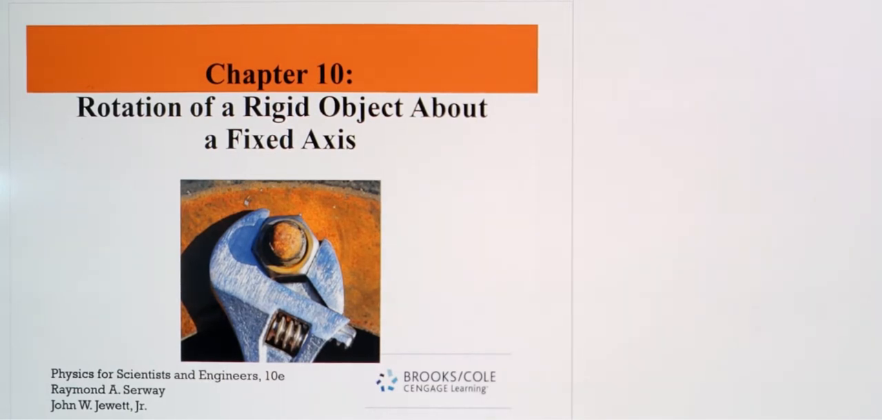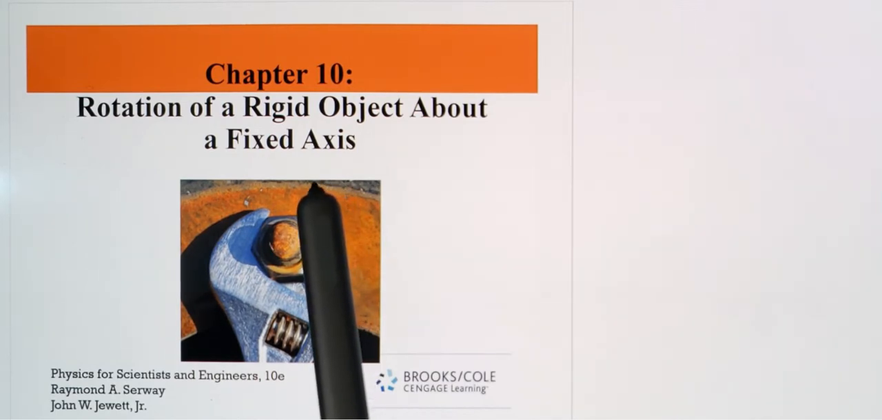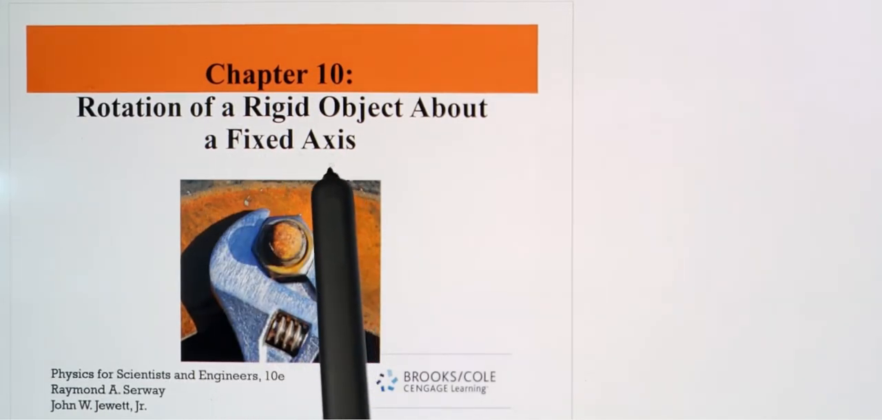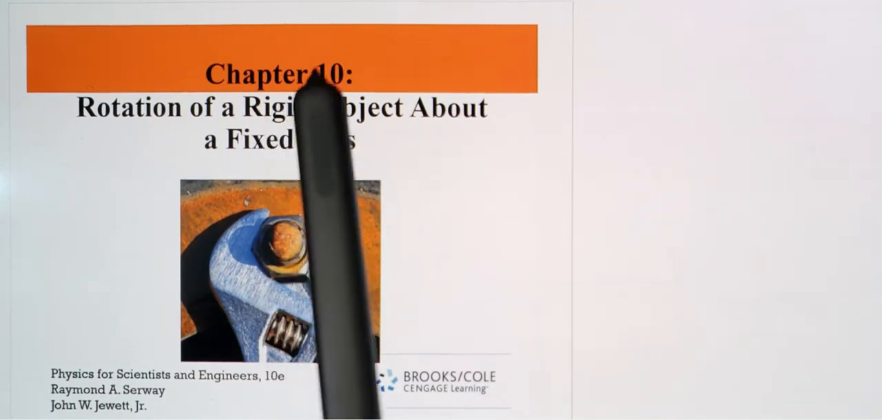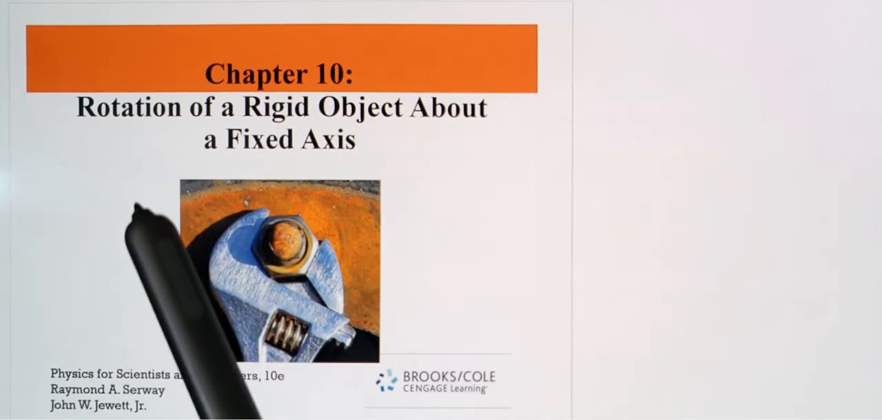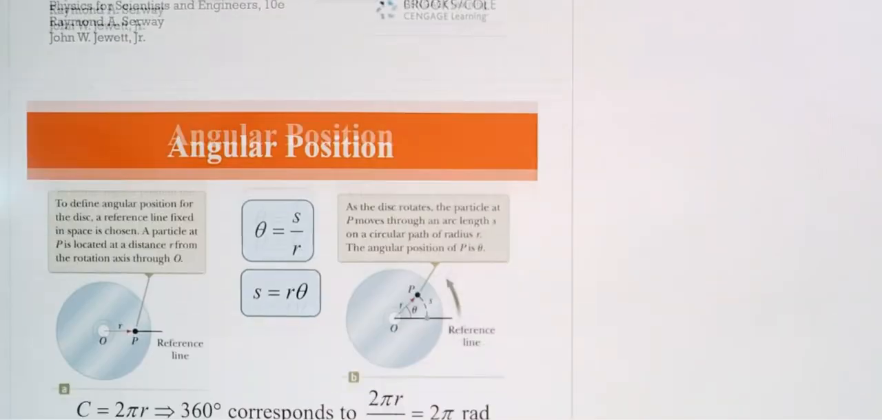Rotation of a rigid object about a fixed axis. So many things will make this system easy to solve and easy to apply the equations. First of all, the axis is fixed. And second of all, we are going to deal with a rigid object. A rigid object means we can deal with it as a center of mass concept. We can deal with the whole object as one dot.